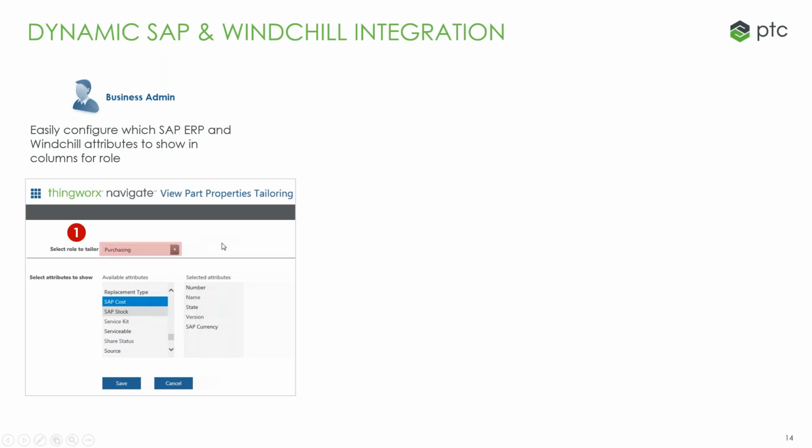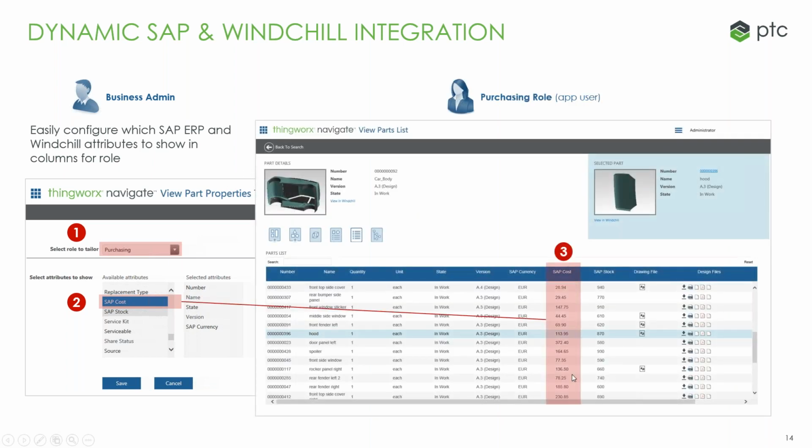Right, so I can select which roles are going to be able to see those attributes. Maybe not all roles I want to see, for example, the cost attribute, but maybe purchasing I do. So that's going to allow that user role, when they log in, to see those attributes pulled in from the SAP system and available as a column. That's just one example for cost, and I can add as many attributes as I feel that these user roles require. And all these other attribute values are coming in from Windchill, like the part, the name, the life cycle state, the design files themselves.